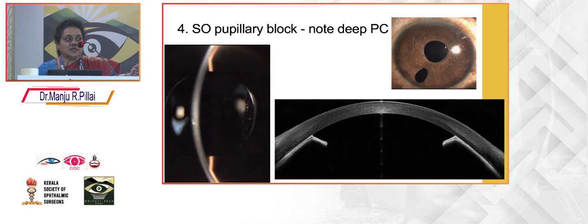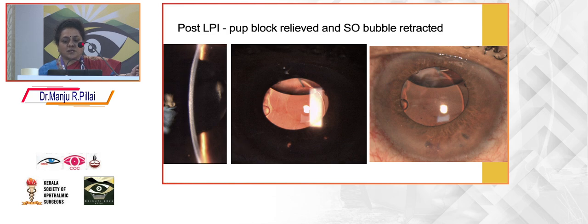Another entity that we come across all the time is a silicone oil induced pupillary block. You can see that the PC is very deep and the iris will be steepened like this and it will have a bend, and silicone oil would have filled the whole anterior chamber. After PI, the silicone oil bubble gets relieved to the posterior chamber, pupillary block is relieved and the bubble gets retracted.